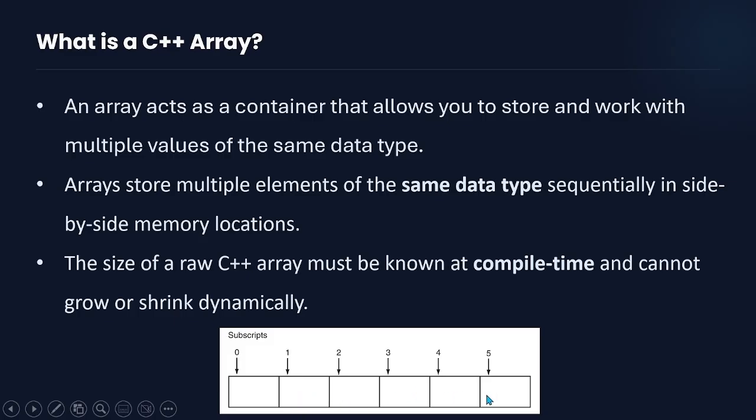Okay, so let's go to our third point. The size of a raw C++ array must be known at compile time and cannot grow or shrink dynamically. This point is telling us that usually when you declare an array, you want to give it a size. You want the compiler to know the size of the array so that it can give it a fixed memory size.